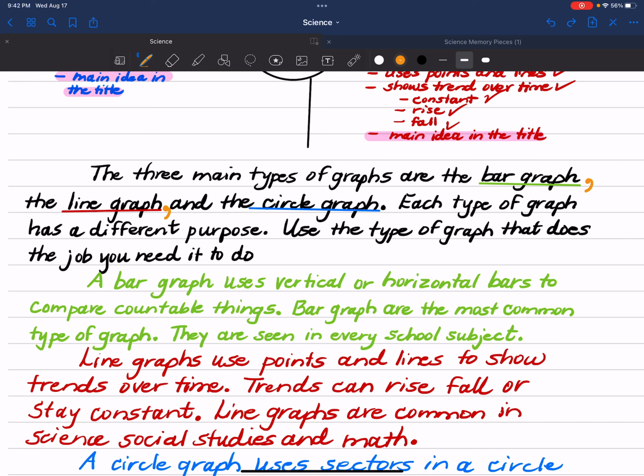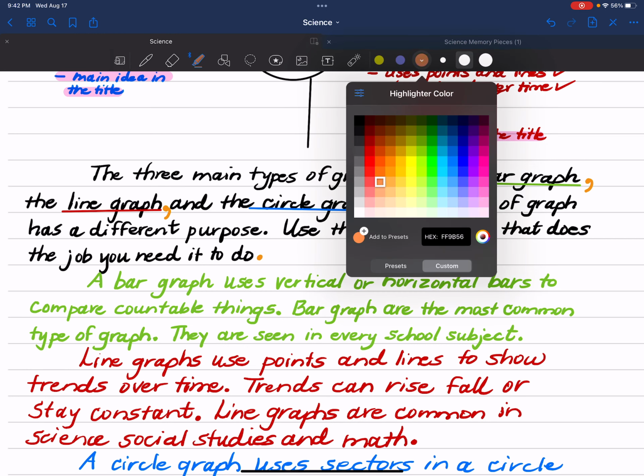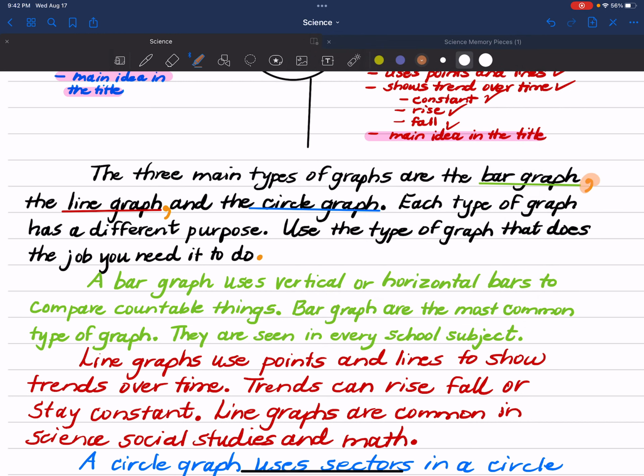Each type of graph has a different purpose. Use the type of graph that does the job you need it to do. There's a mistake in that last sentence. I did not full stop. So you need to put the period in there. Let me highlight these as well. They're hard to see. So you have the comma here, the comma here, and the full stop here.